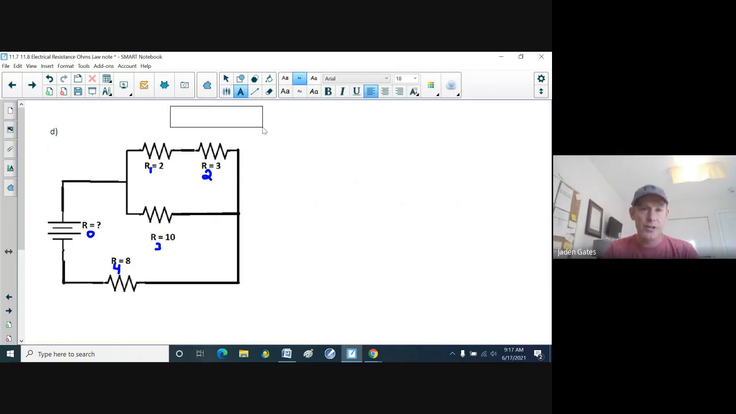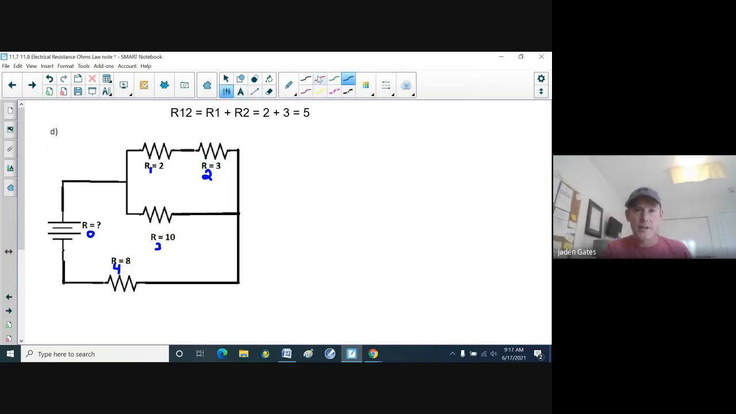Now, the first ones I can put together are 1 and 2 because they are in series. And so what I'm going to do is figure out what's called R12. Because they are in series, I'm just going to add R1 plus R2, which in this case is going to be equal to 2 plus 3, which of course is 5. So R12 is 5 ohms.